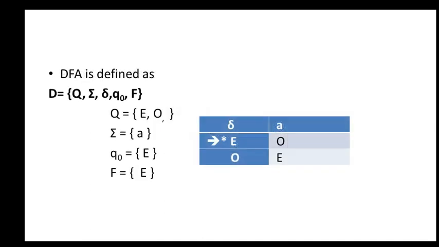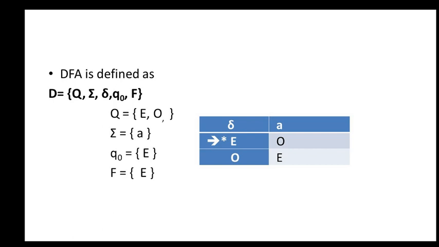Next, we'll see the mathematical representation, or the definition, of the DFA. A DFA is defined as Q, alphabet, transition, Q naught and F. What is Q? The set of states. Here we have two states, E and O.